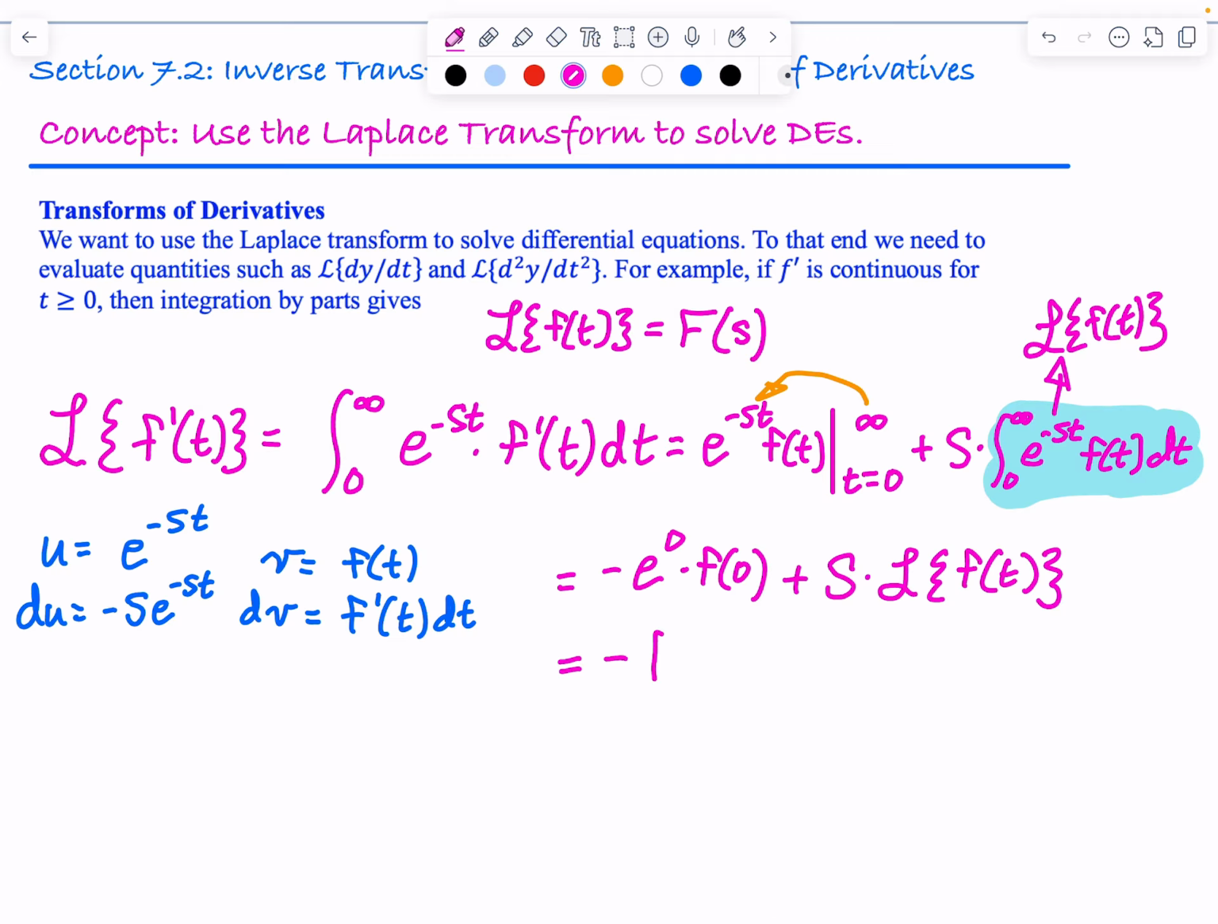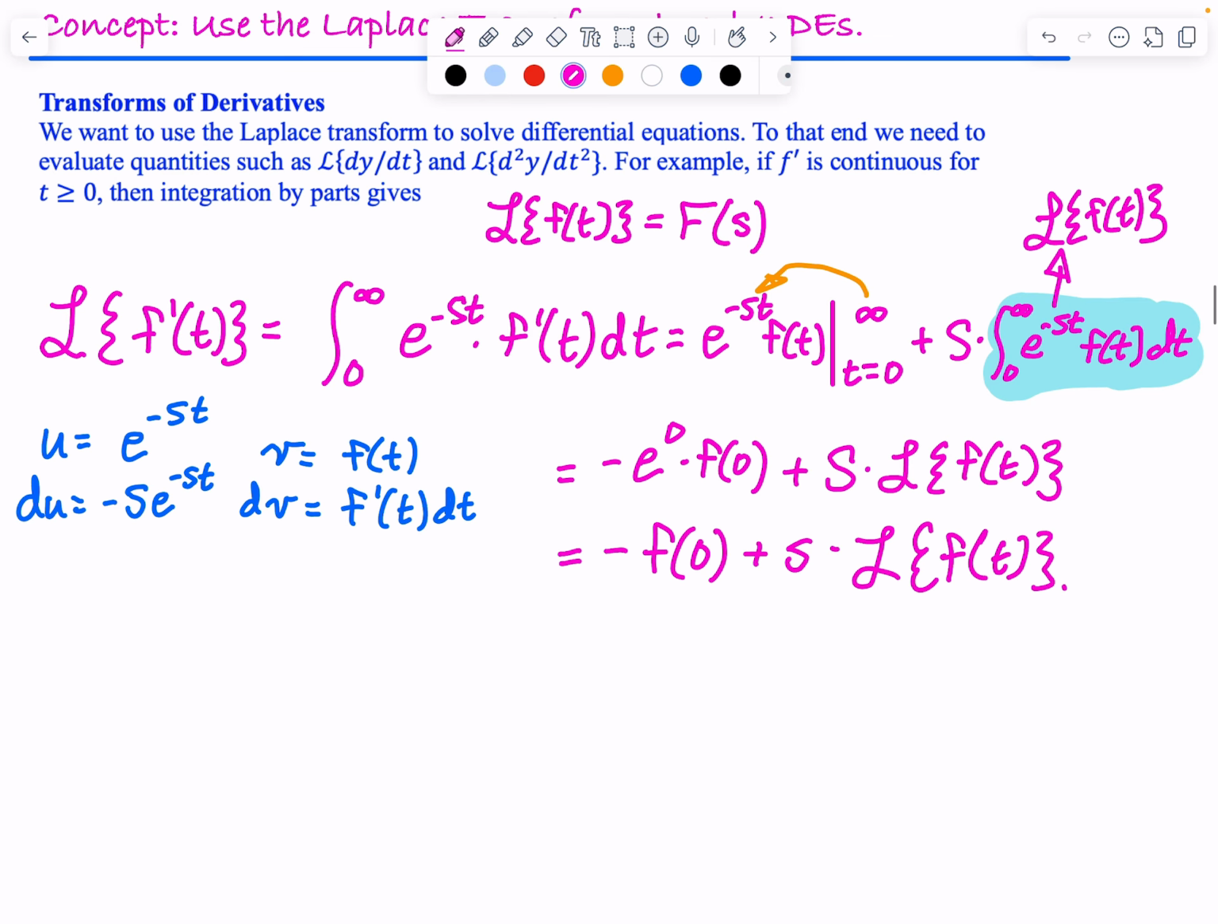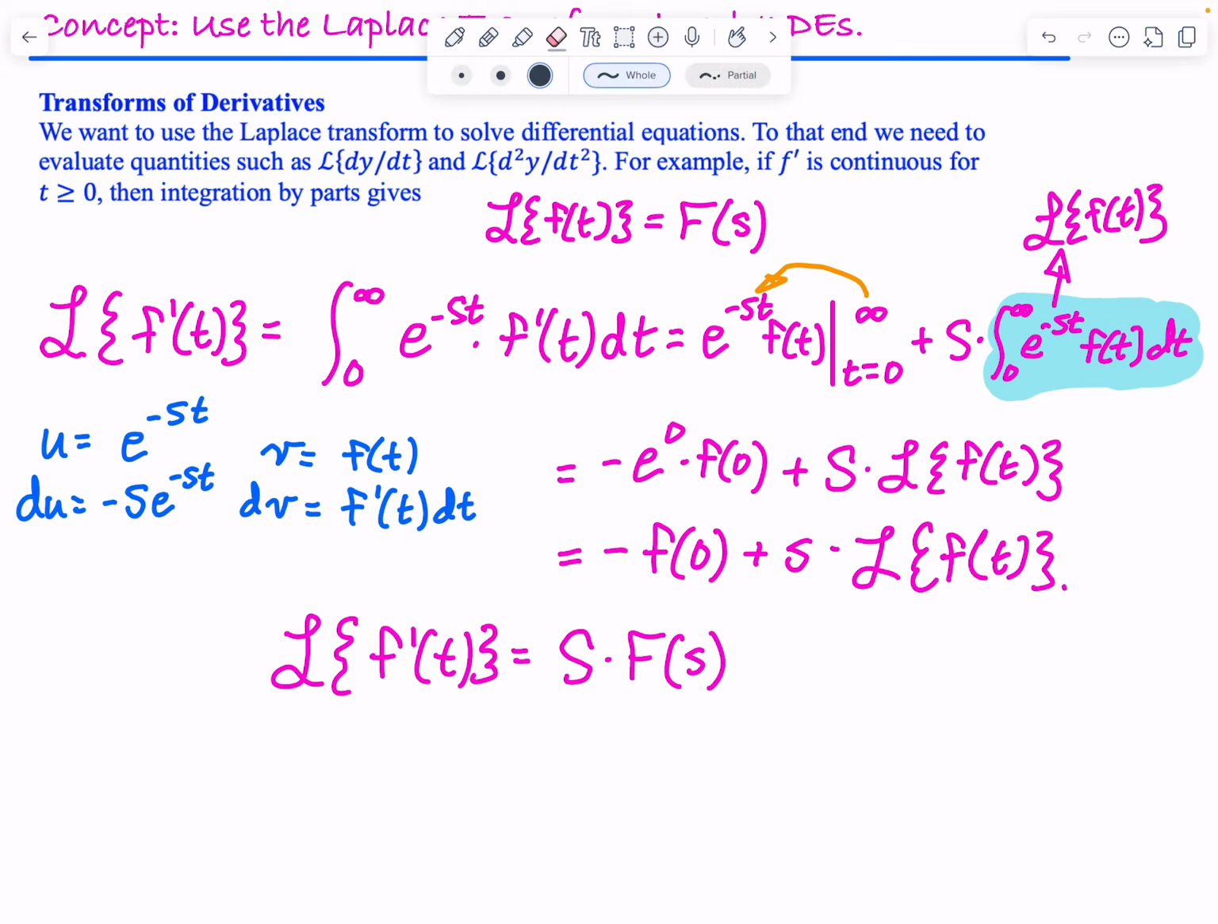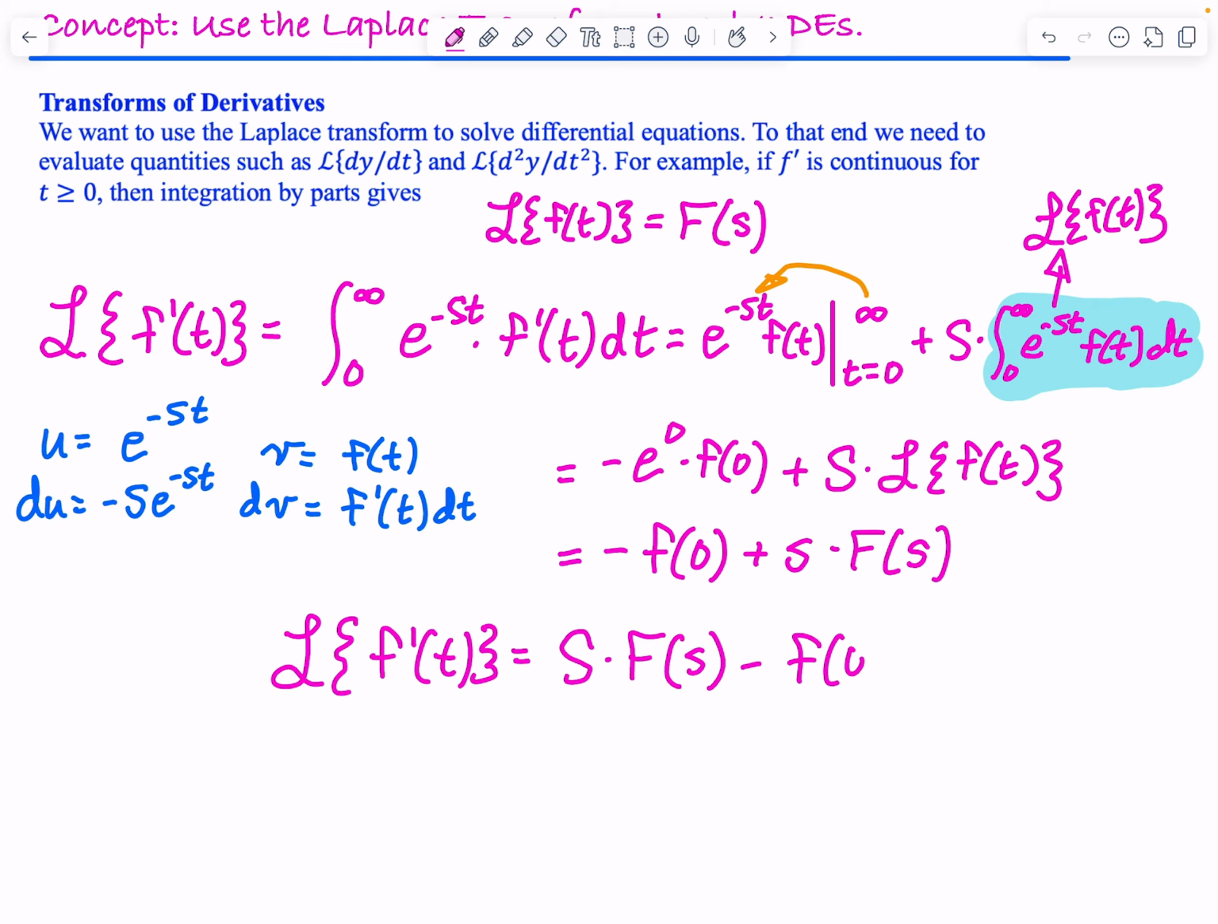E to the 0 is 1. We get negative f of 0 plus s times the Laplace transform of f of t. Okay, so I'm going to write down that definition. The Laplace transform of f prime is equal to, putting the positive term up front, s times F of s. Remember, that's what we call it, so we can change this to F of s in our notes. There's our definition, and then we minus f of 0, whatever that is.